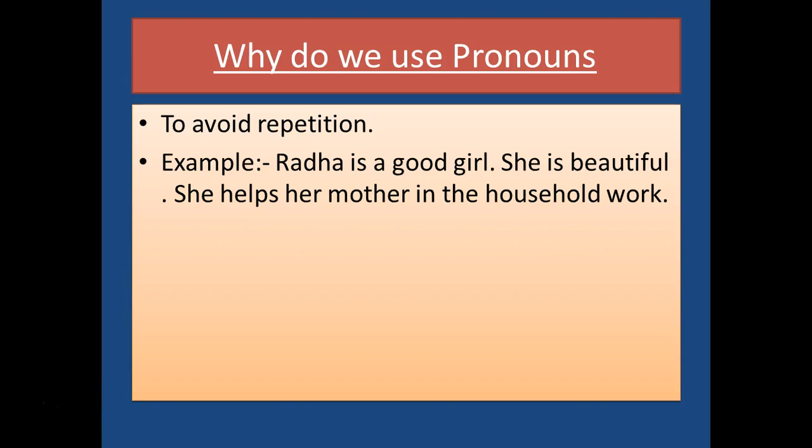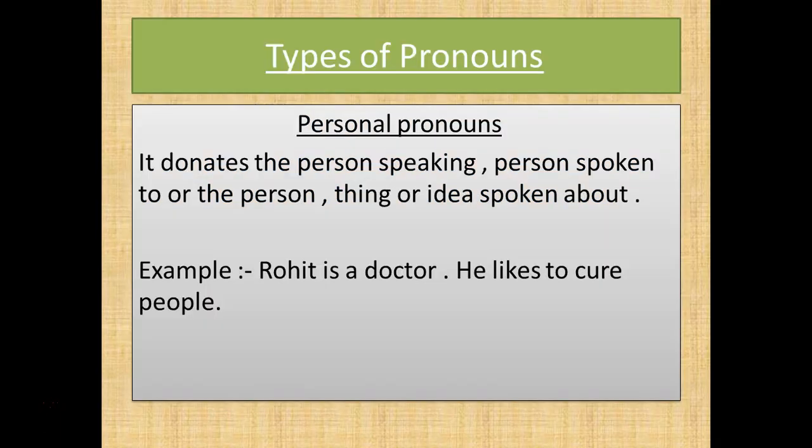Now, we will study the types of pronouns. The first one is personal pronouns. Personal pronouns denote the person speaking, the person spoken to, or the person, thing, or idea spoken about. Right here, I have an example for you. The sentence is, Rohit is a doctor. Rohit likes to cure people. If I use Rohit again, it doesn't look good. We have told that Rohit is the subject of the sentence and he is the noun. So, we are going to replace the noun Rohit in the second sentence with he. He likes to cure people. As we know we are talking about Rohit, we will use he here, and he is a doctor.